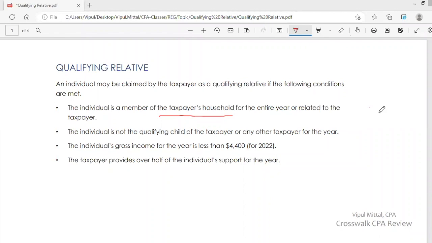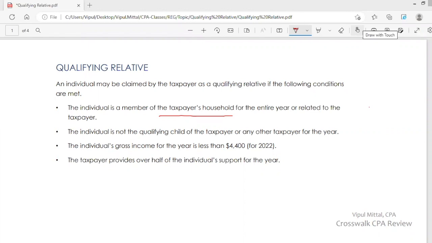So if your distant relative or your friend is staying in your household for the entire year, then you may claim your friend or your distant relative as your qualifying relative because that person is staying in your household for the entire year, provided other conditions are also met. So any individual who is staying in your household for the entire year can be claimed by you as your qualifying relative, or that individual is related to you.